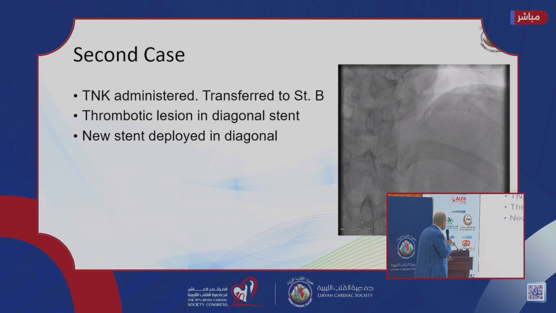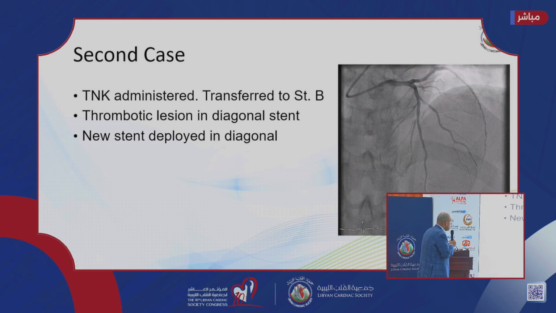He was treated with TNK as he was far away from our hospital, then transferred to us. We found he had a thrombotic lesion in the diagonal stent. This far out from his original stent, it was felt that it was neoatherosclerosis, and a new stent was put in this diagonal.